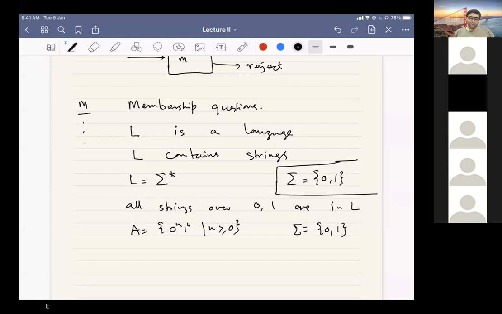Now, for any arbitrary string X, which is over some alphabet, because whatever string that we take, it will be over some alphabet, the question that we ask of the Turing machine is the membership question: whether this X belongs to the language A or not. We know that the answer would either be yes or no, and we would see that it is possible to solve this problem with just two possible answers, yes or no. Any questions so far?